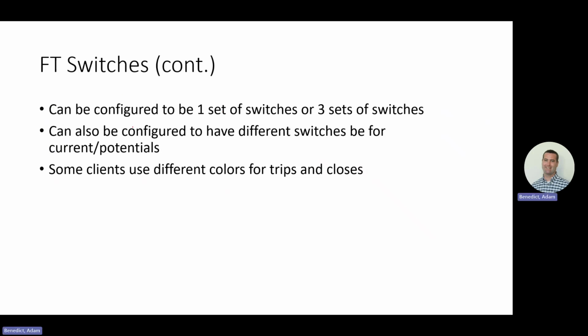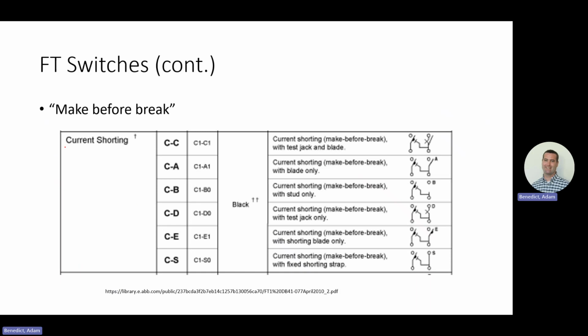At a high level, the FTs can be one set of switches or 3, configured for currents or potentials. Then keep in mind the different colors that the client could use. Here's an example of a current shorting, and know that this is designed to be make before break. And this would go the same for the PK blocks. It's easier if I was in the classroom with one of these switches to show you. But as it opens, it makes contact here. And then this one's always connected.